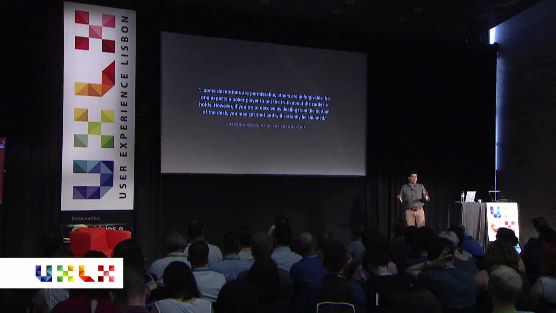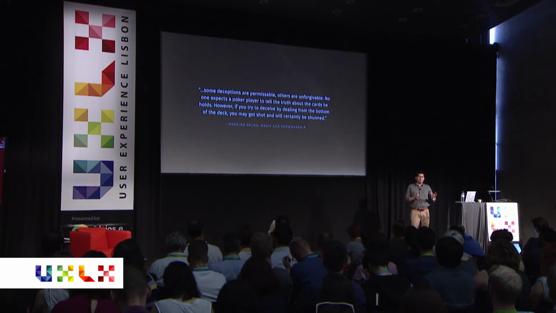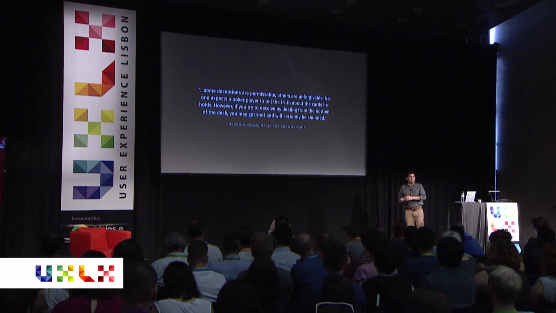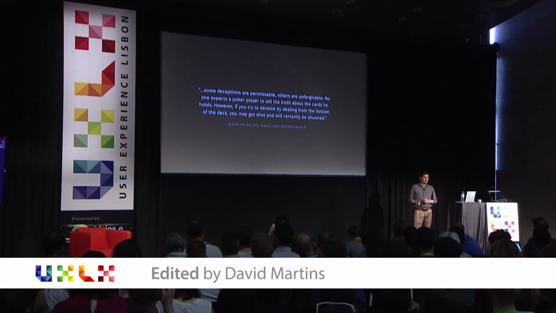So Henning Nelms, in his book Magic and Showmanship, said some deceptions are permissible and others are unforgivable. No one expects a poker player to tell the truth about the cards he holds. However, if you try to deceive by dealing from the bottom of the deck, you may get shot and will certainly be shunned. So as much as we get these good results from trickery, we should think about doing things simply, making processes more simple for users, and we'll get at least the same results.